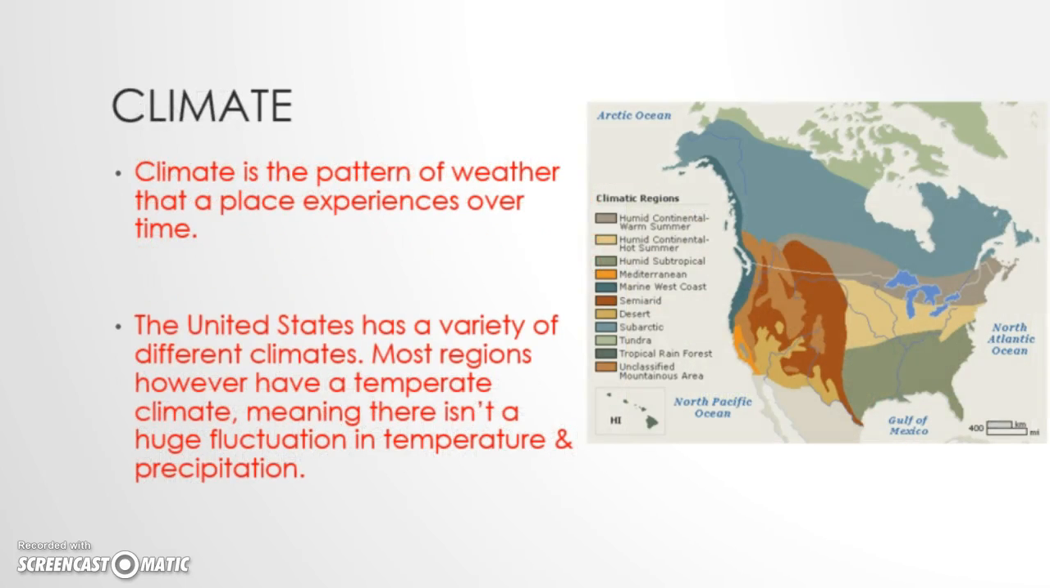When it comes to American geography, our climate is very, very vast. You can see that on the map here on the screen. We have several different climates, but most of the climate is very temperate, which means that there aren't huge fluctuations in temperature and precipitation.